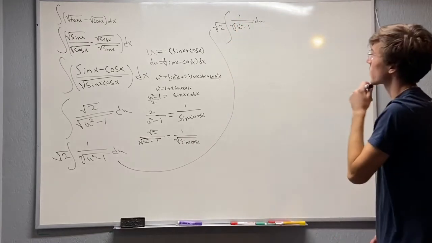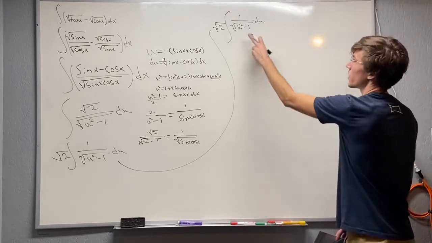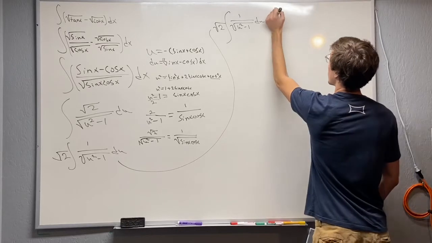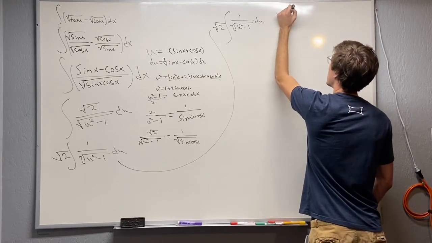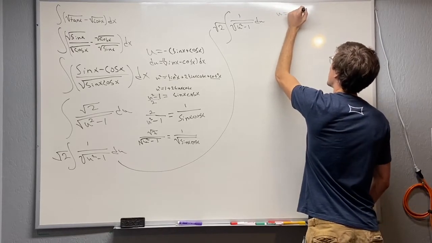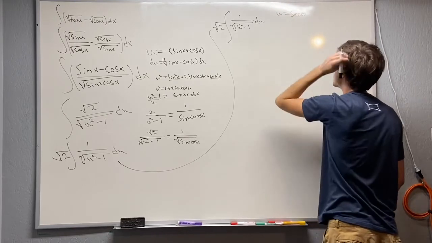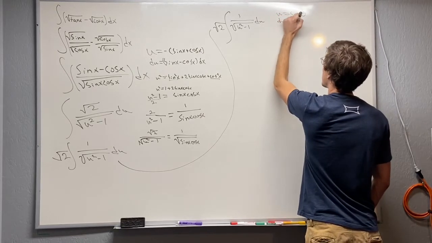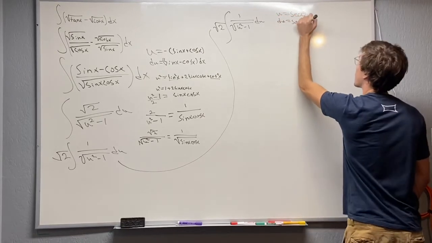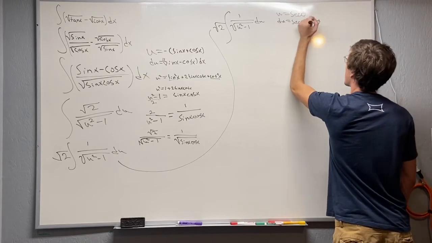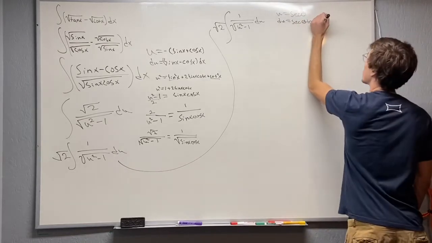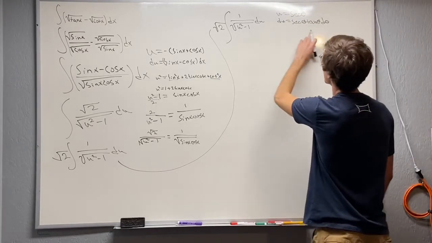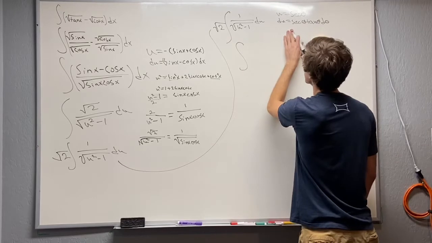And so the next part here is we're going to do the trig sub. So this trig sub is going to be something squared minus 1, so we're looking at a secant u sub. So u is going to be equal to the secant of theta. And so the du is equal to secant of theta times the tangent of theta d theta.